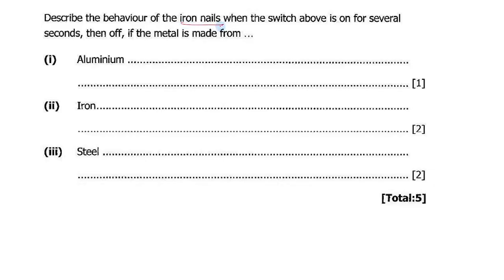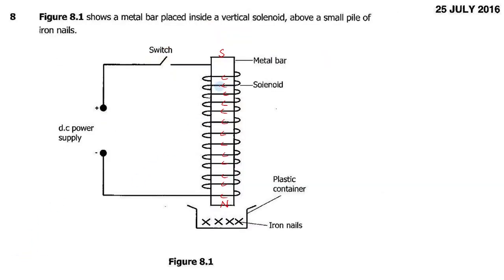Nothing will happen to the iron nails. Now, why am I saying so? Because aluminium is not a magnetic material. So if you are using aluminium here, no matter, even if you close the switch and current passes here, it will not be made into a magnet. It will not have north and south here, nothing.